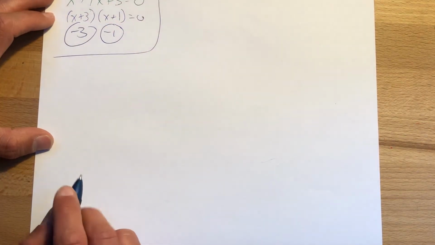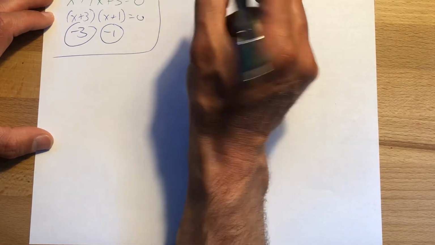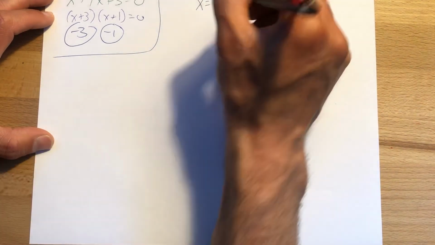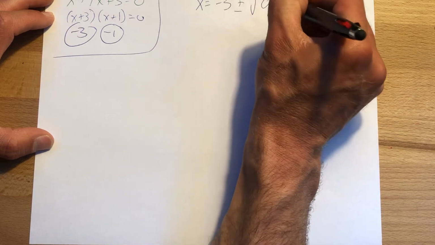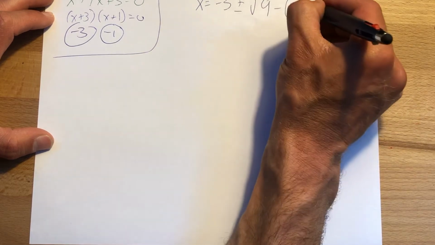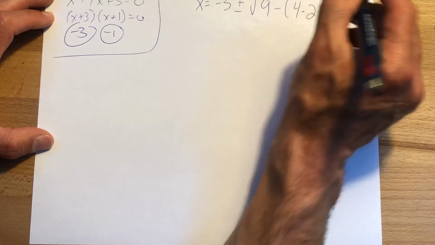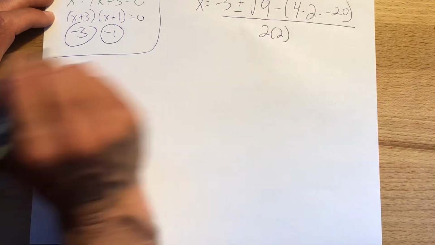And then for my last one, I have to use the quadratic equation. So I'm going to say x equals -b plus and minus the square root of b squared minus 4 times 2 times -20. Whole thing divided by 2a.